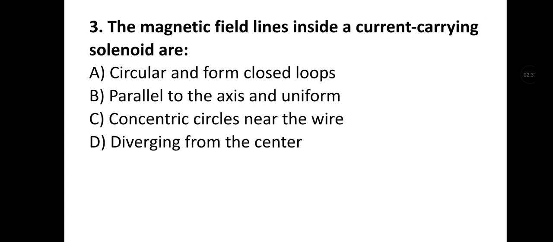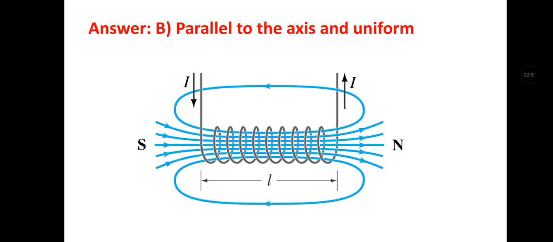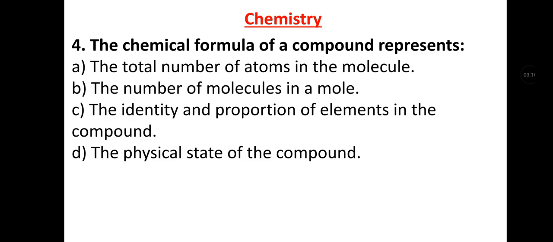Question number 3 in physics. The magnetic field lines inside a current carrying solenoid are. The answer is parallel to the axis and uniform. As you can see from the figure, the solenoid is without any core, an air core. So inside the solenoid coil, the magnetic field lines are parallel, very strong and uniform, parallel to the axis and uniform, as you can see from the figure. So the answer is option B, parallel to the axis and uniform.